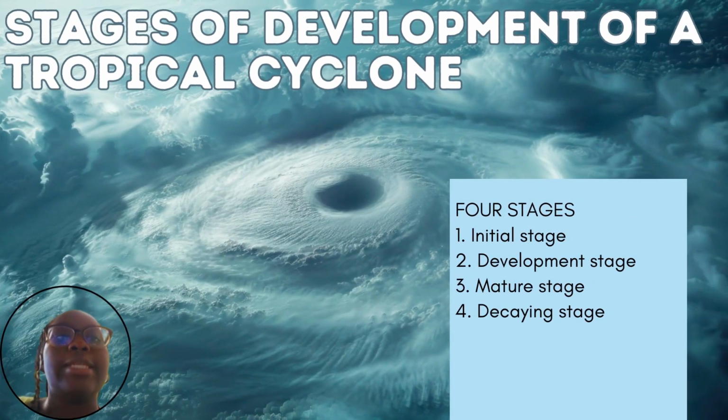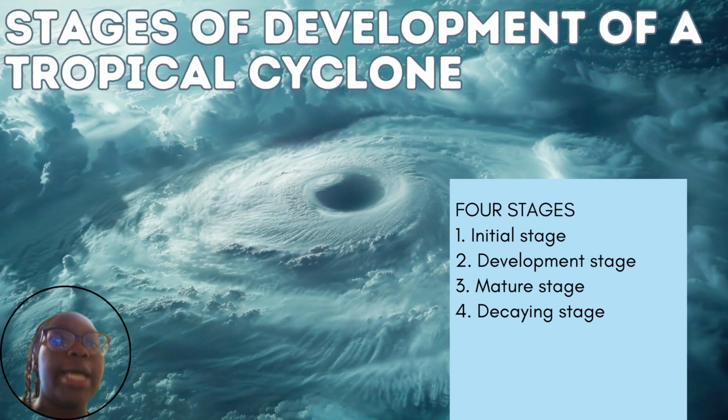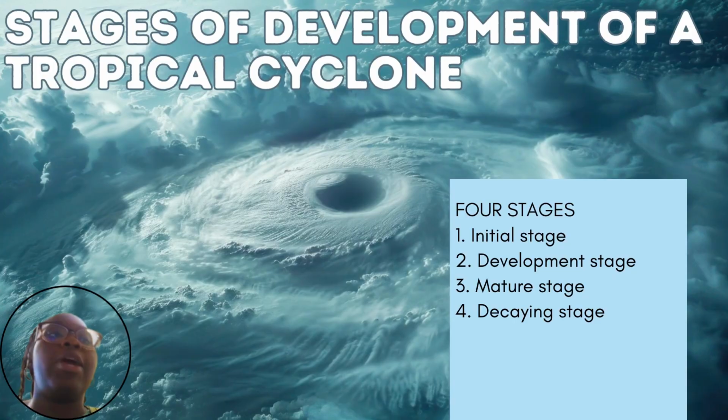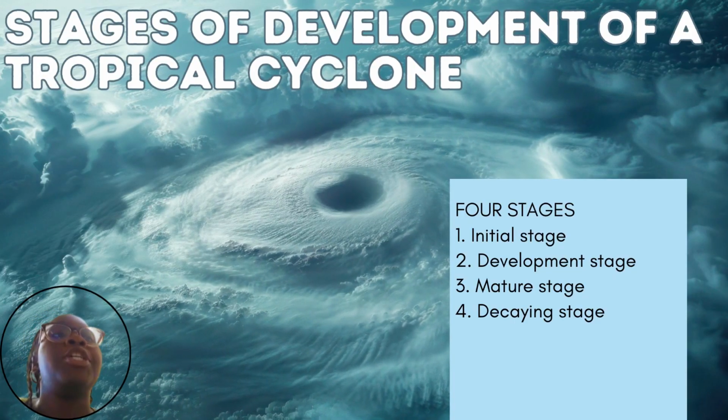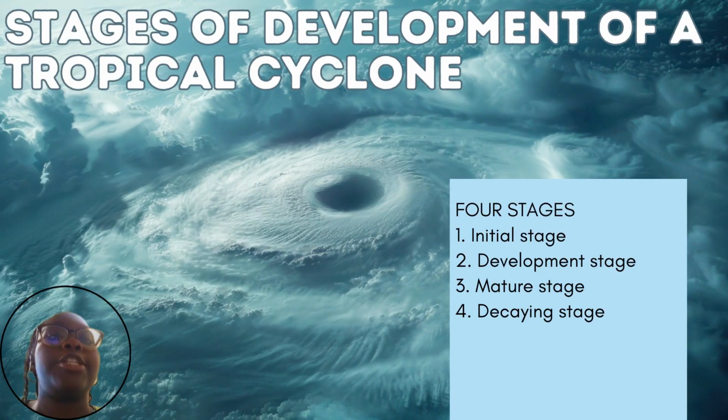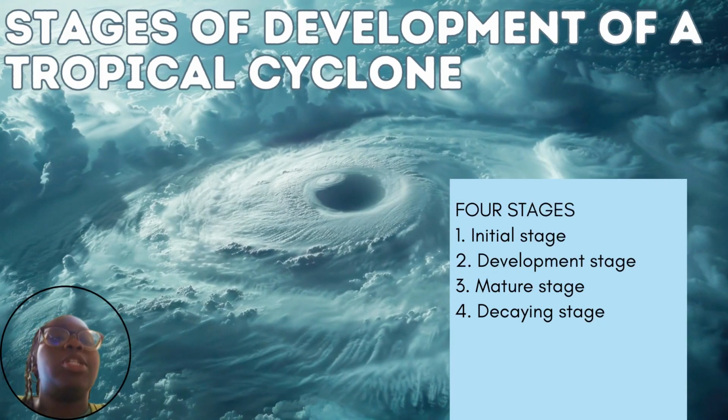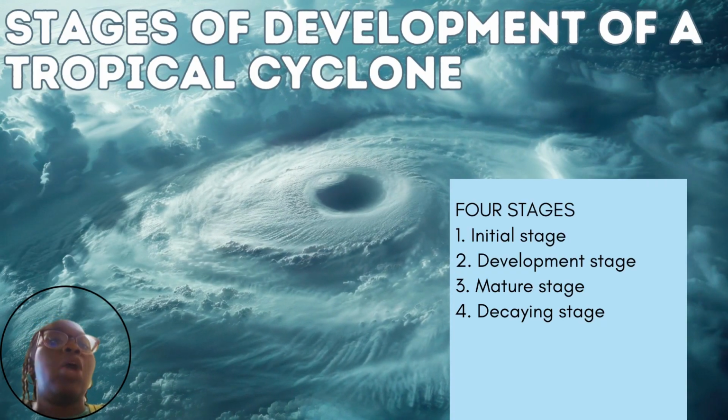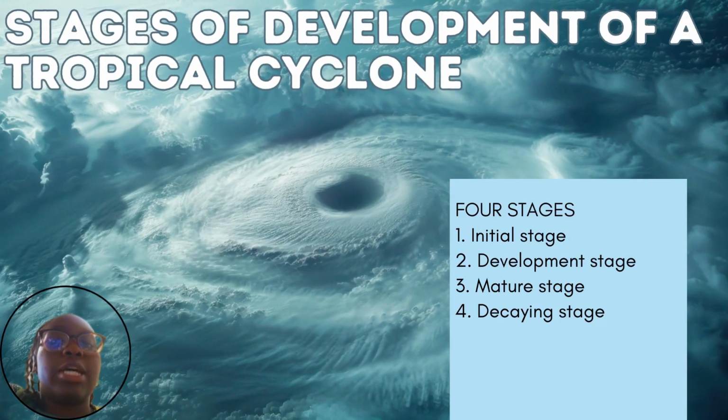Right. We're now going to look at the stages of development of a tropical cyclone. So there are four main stages. We have the initial stage, development stage, mature stage, and decaying stage. And as we go through this, I want you to begin to compare and contrast this with the mid-latitude cyclones that we've discussed already. Right.